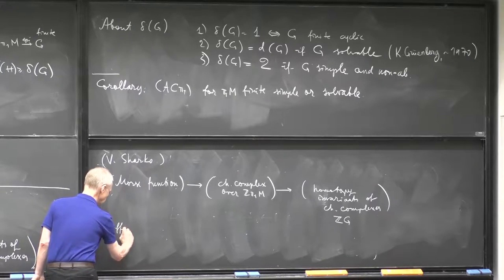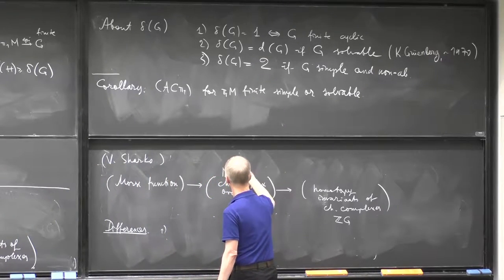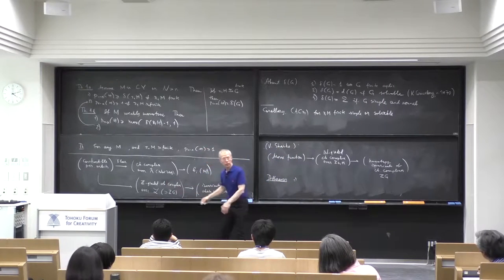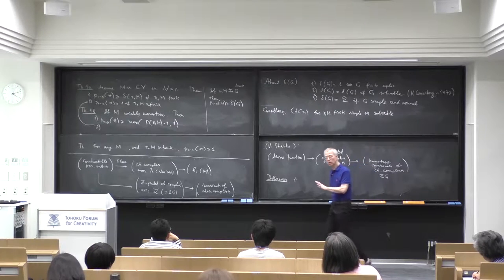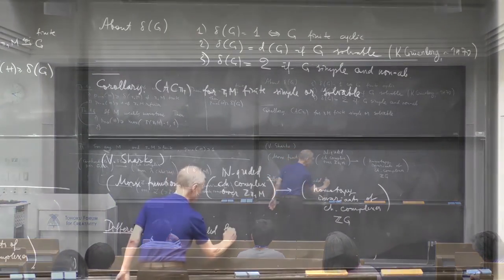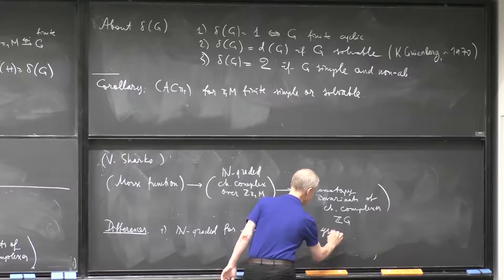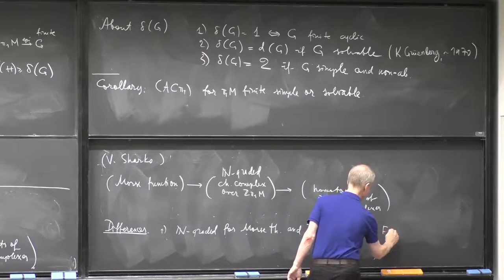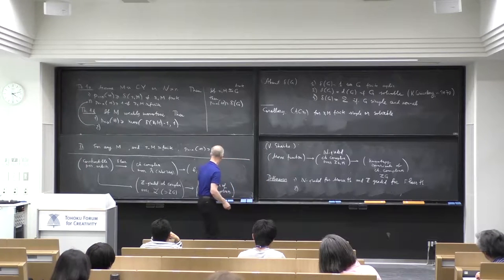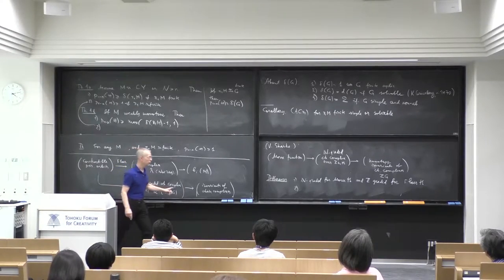So, differences. In the Morse case, this chain complex is N-graded. It starts from zero and goes up. In this case, it's Z-graded. That means that there are generators in negative dimensions, so the homological algebra is completely different. Second thing, the ring is still worse than the group ring, because it is a Novikov completion of the ring with this as a coefficient ring.